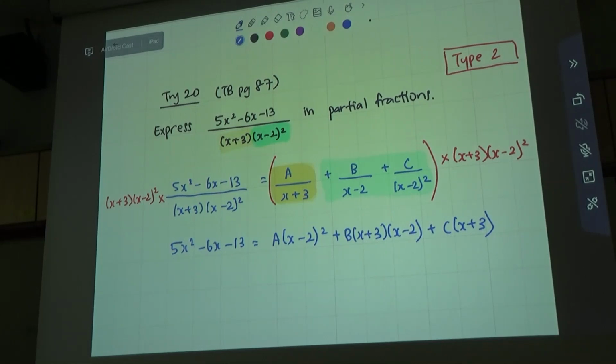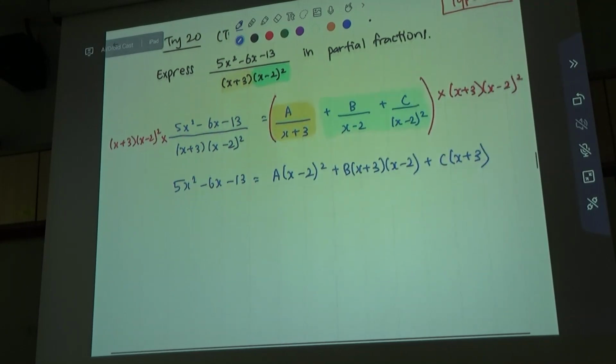Okay, so in this case, what would I want to substitute in order to find out what is the value of A, B, or C? Doesn't matter which one we start off with first. Okay, so maybe let's try to find out the value of A first. What will you substitute to find out the value of A?